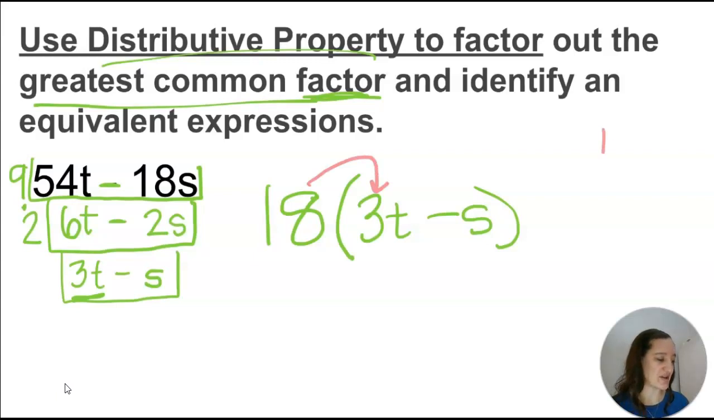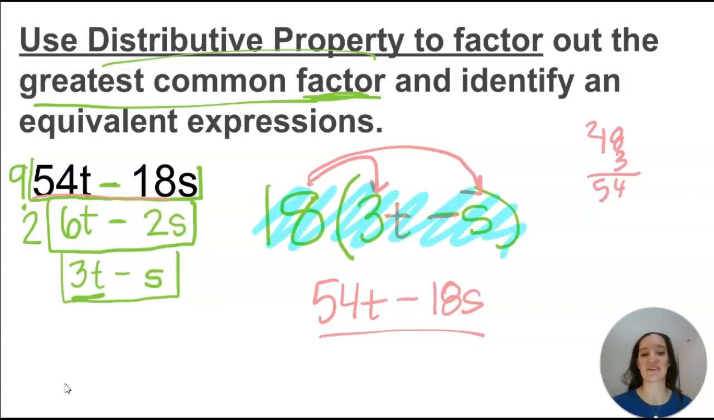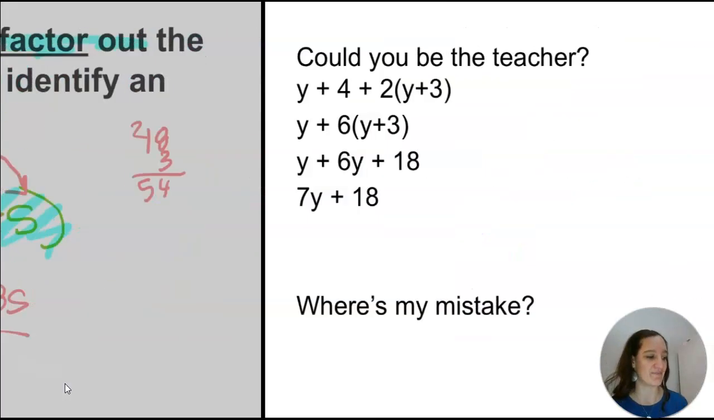18 times 3 is 3, 4, 5, 54, so that's good. 54, and then don't forget the t, minus 18 times s is 18s. Are those the exact same? Yep. So that tells me that this is my equivalent expression. 18, and that's the angry bird, the greatest common factor that it was asking. We factored it out, didn't we? We pulled out that 18.